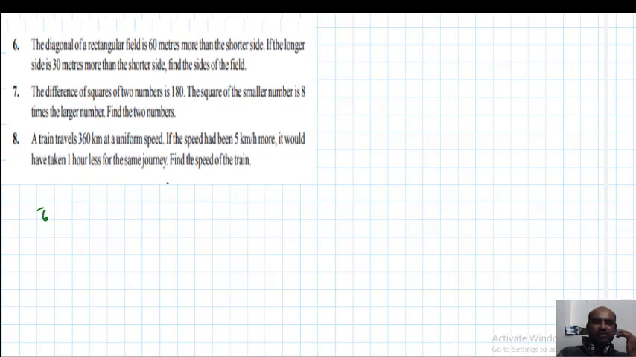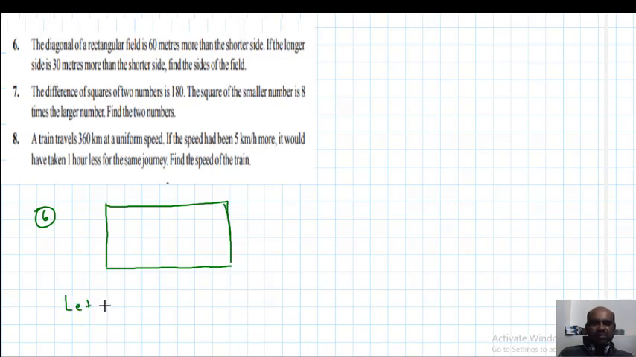I want to write here. The diagonal of a rectangular field is 60 meters more than the shorter side. The longer side is 30 meters more than the shorter side. Find the sides of the field. So this is a rectangular field. This is the shorter side, this is the longer side.